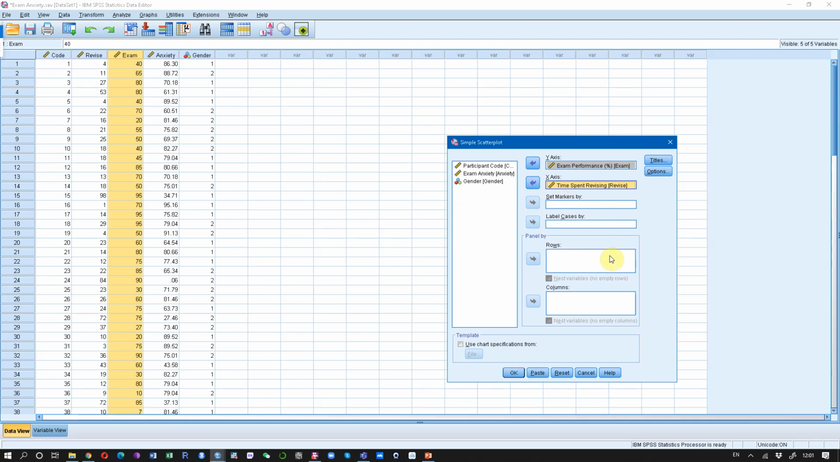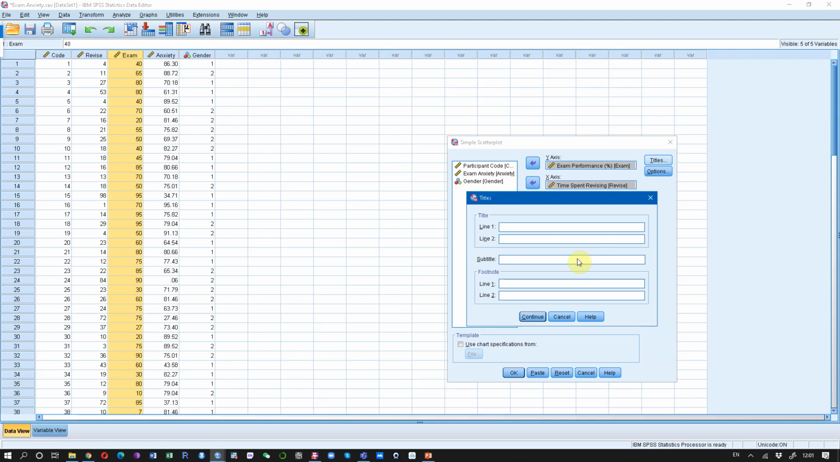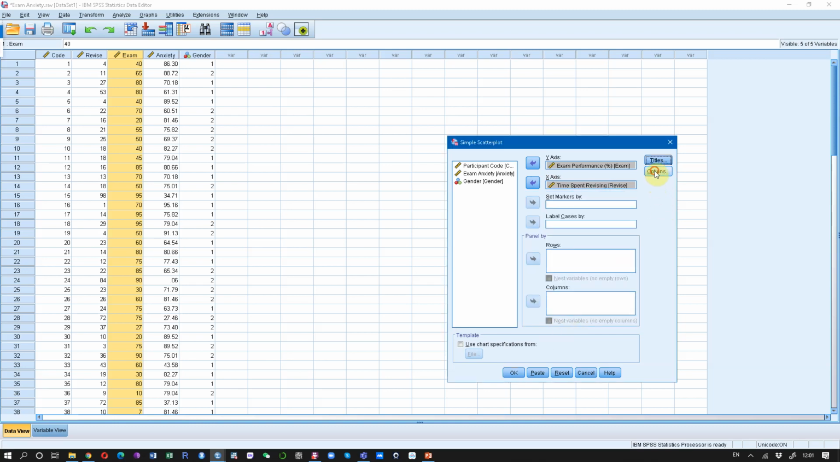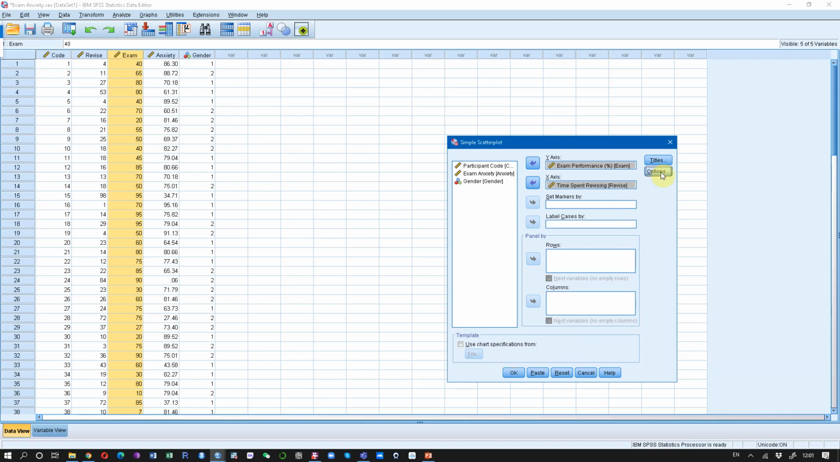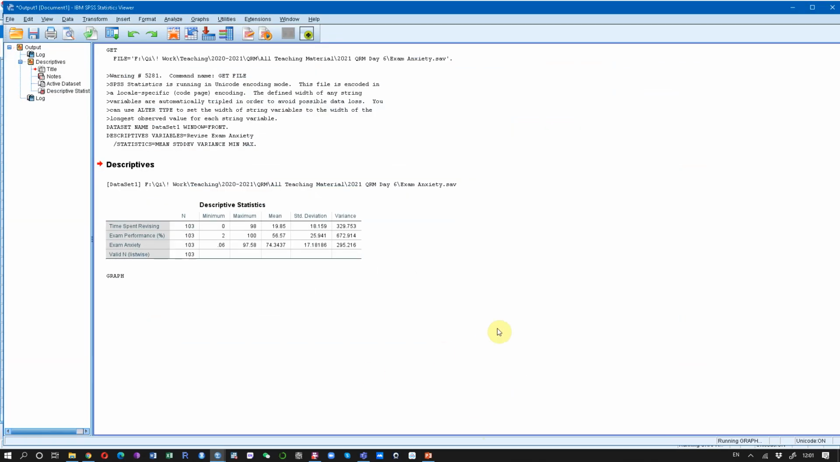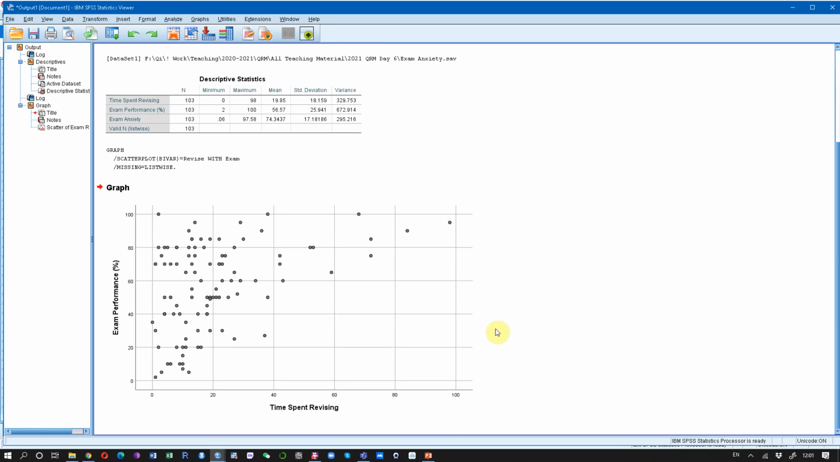And that's it to draw a scatter plot. Of course, if you want a title, you could input the title, or if you want to change something here, but otherwise I leave it as default. Click OK, then we should have the scatter plot of these two series of data. Okay, that's the scatter plot here.